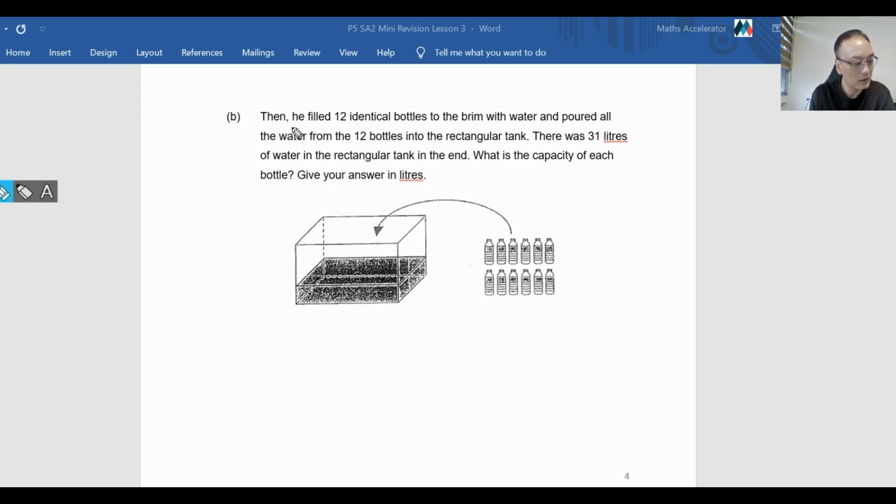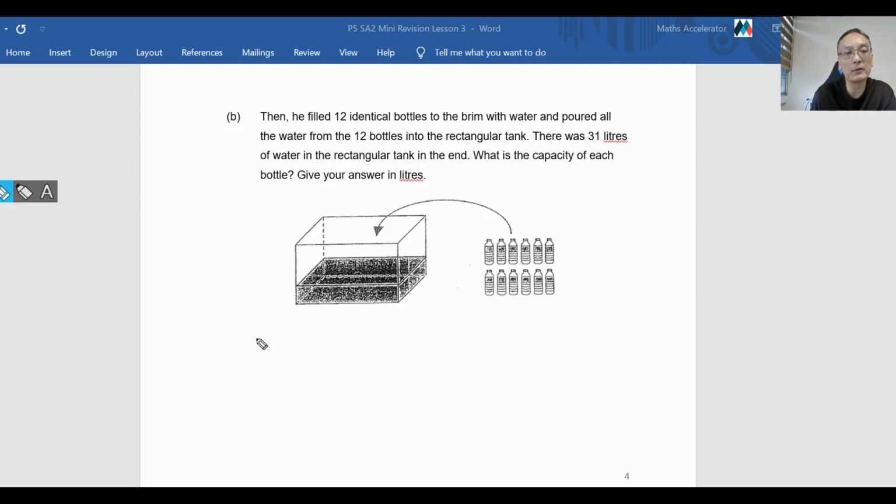Then we were told that Nathan filled 12 bottles to the brim with water and poured all the water from the 12 bottles into the rectangular tank. There was 31 liters of water in the rectangular tank in the end. What is the capacity of each bottle?